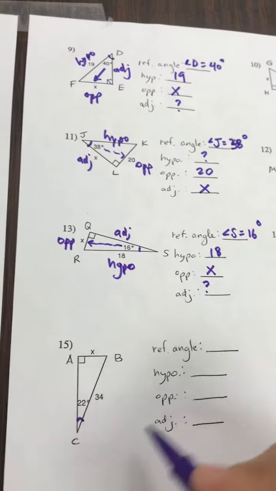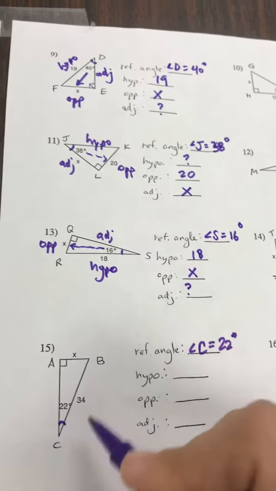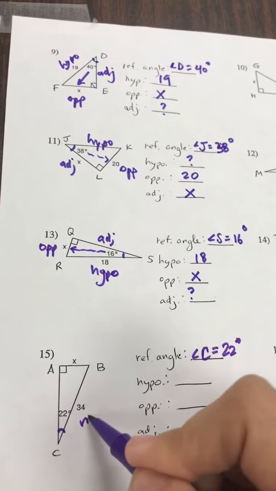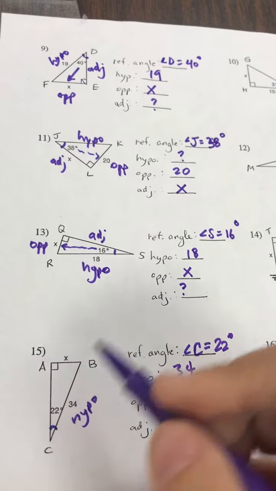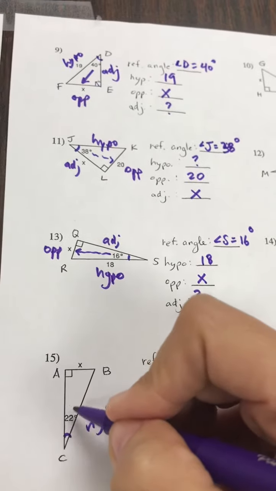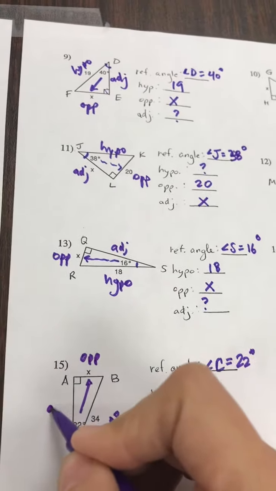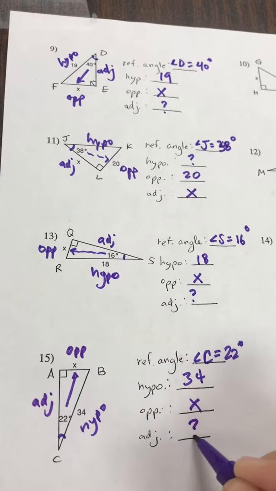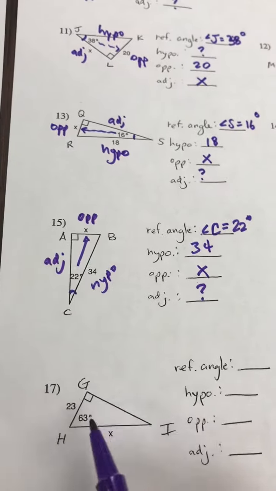Reference angle C, which is equal to 22 degrees. Hypotenuse has a number 34 on it because it's opposite the box. Opposite the reference angle is the letter X, and adjacent doesn't have any markings at all. This one's oriented a little bit different.